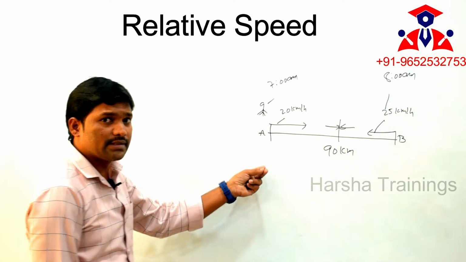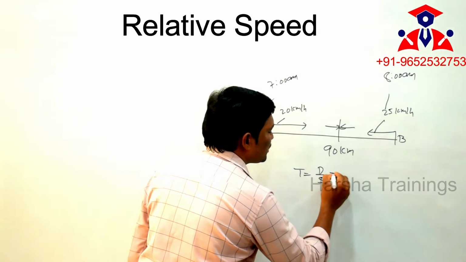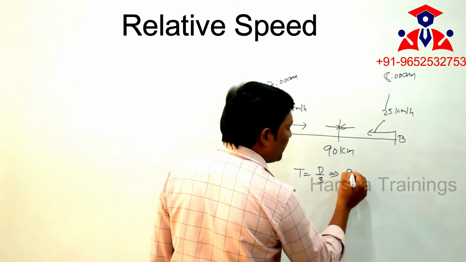Okay, find out the time, guys. What is the formula of time? Distance by speed. Distance is how much? 90 kilometers.